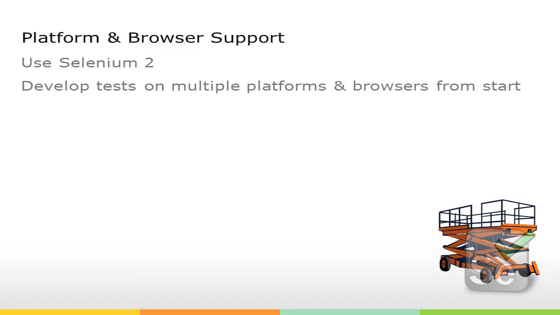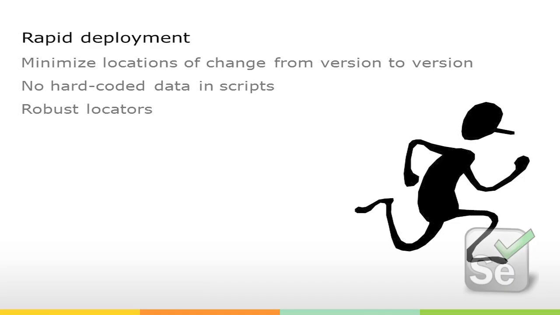So to get that platform and browser support, we opted to use Selenium 2. And we're also doing the development that way from the start. I've run a test on the iPad, I've used a Mac, all that, right from the beginning, so I do not get surprised later when I try to do it. For the rapid deployment goal, I'm going to talk about how this whole thing is architected in a minute, so that we never have to make a change in more than one place.